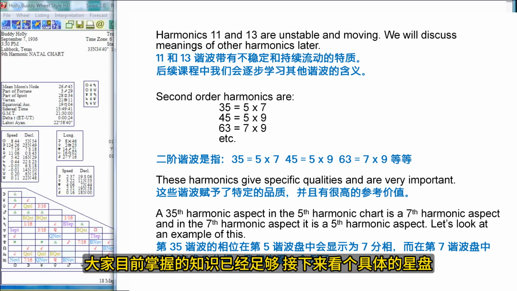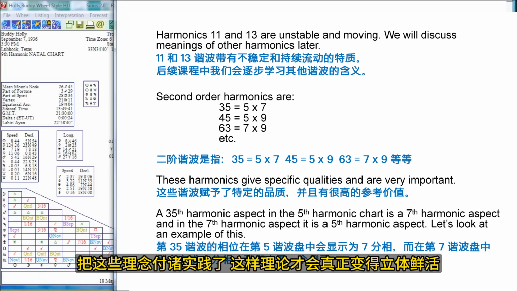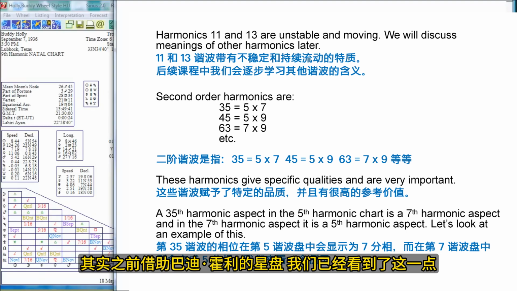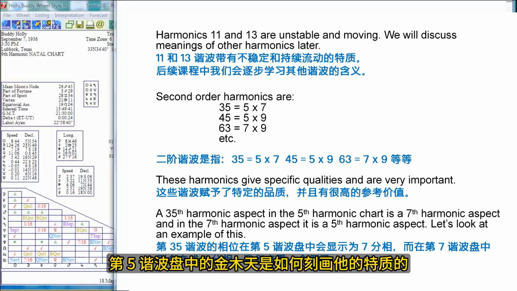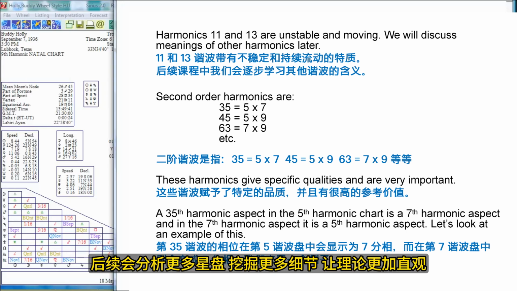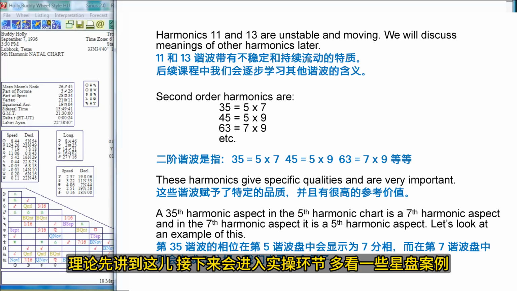But you have enough information now that I want to start looking at charts, applying these ideas, and seeing how it really works, and it will become more alive for you. Well, we've already seen that with Buddy Holly, with how that Venus, Jupiter, Uranus in the fifth harmonic describes him. We're going to start looking at more charts, getting more detail, and have this all come alive. We've pretty much covered a lot of theory. I think it's time to start seeing it in action and looking at more charts.